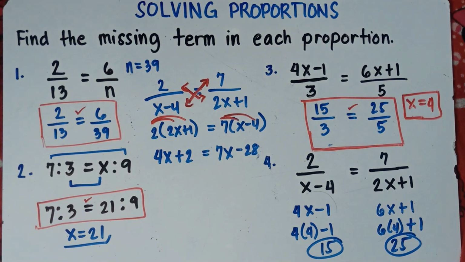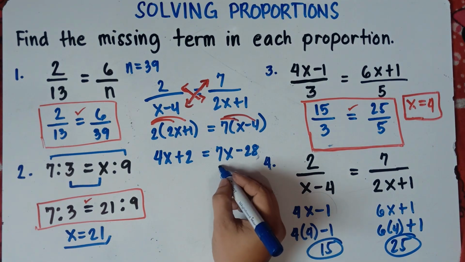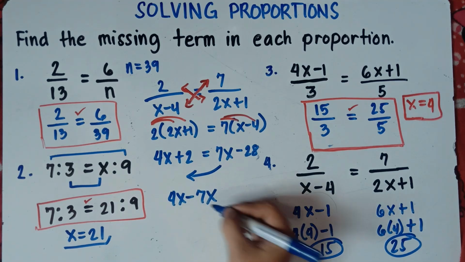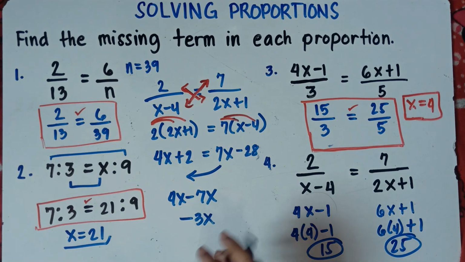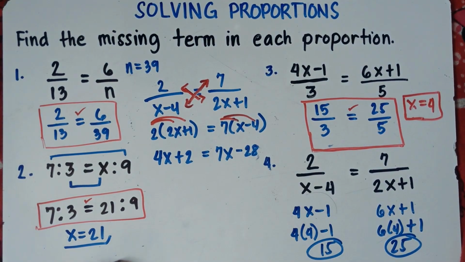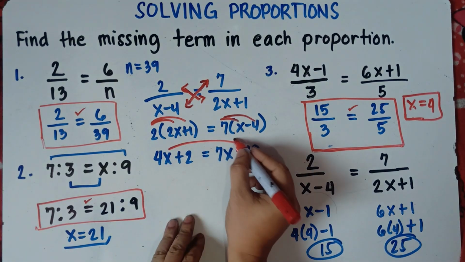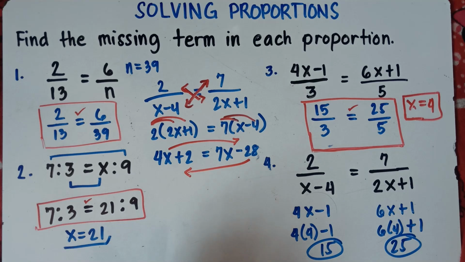So in this scenario, class, if you transpose 7x from right to left, this will be 4x minus 7x. And 4x minus 7x, you will get negative 3x. And it will be more complicated, class, if you're dealing with a negative x value. So for us not to have a negative x, we just simply transpose 4x from left to right. And this number 28, we transpose it from right to left. Always remember this one, class.